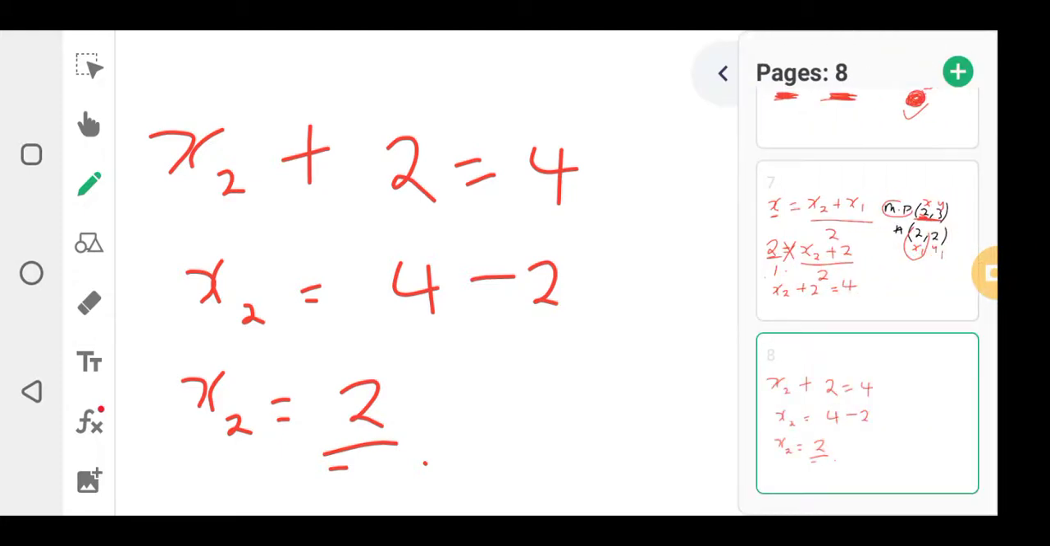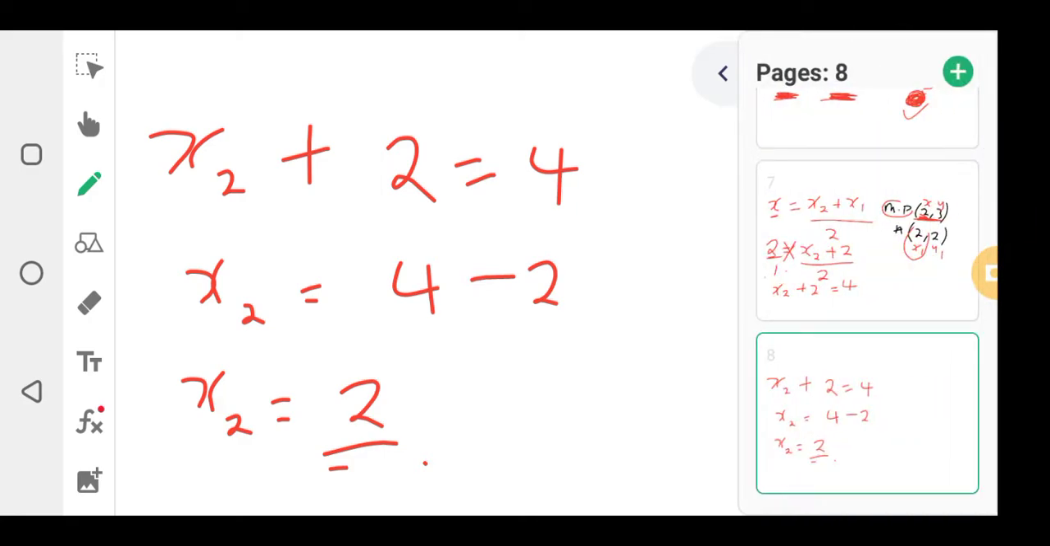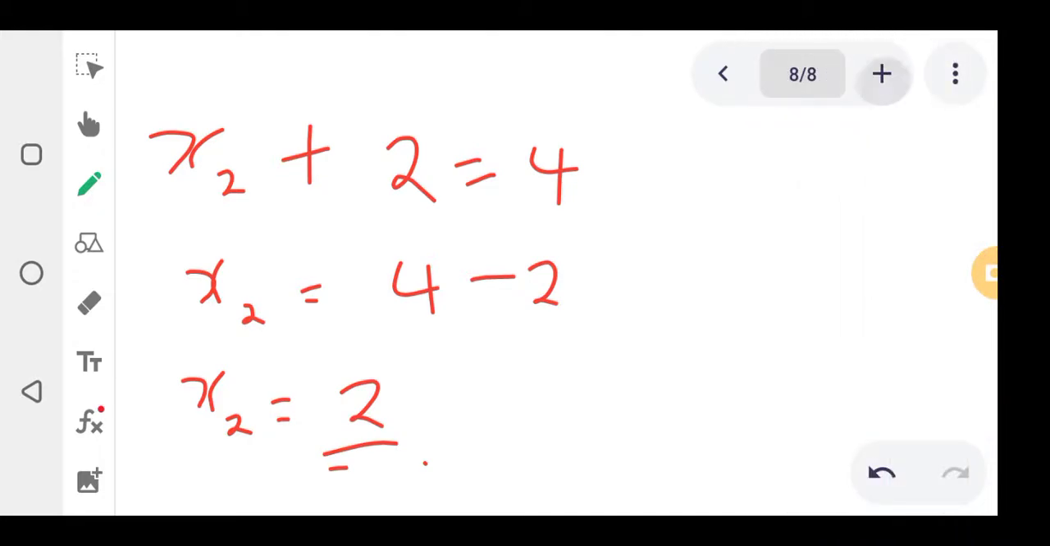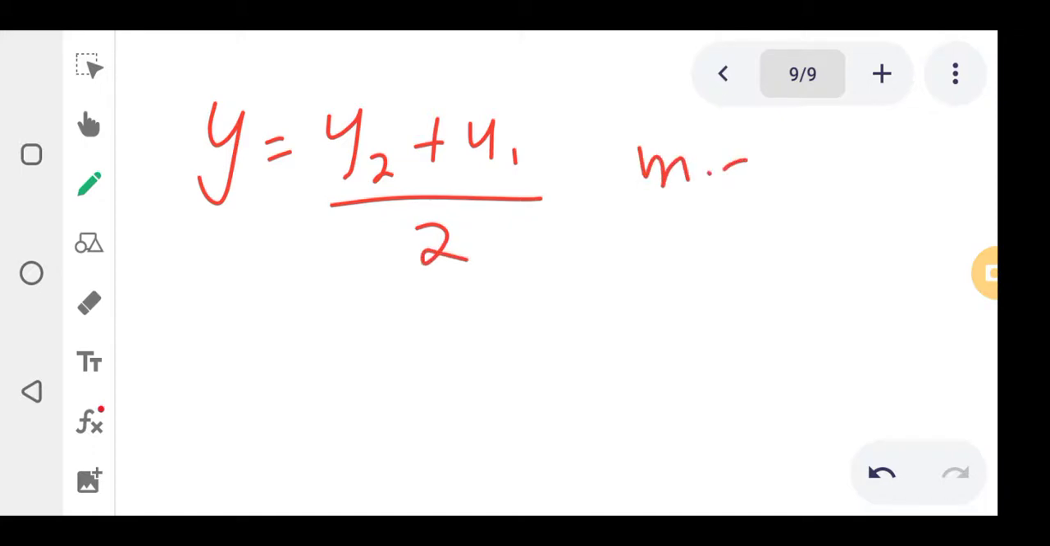Okay? Now I'm going to find the y coordinate for point B. So we write the formula for the midpoint, but in the y direction. So y is again y2 plus y1 over 2. The midpoint, we already know what it is. The midpoint was 2,3. That was our midpoint.